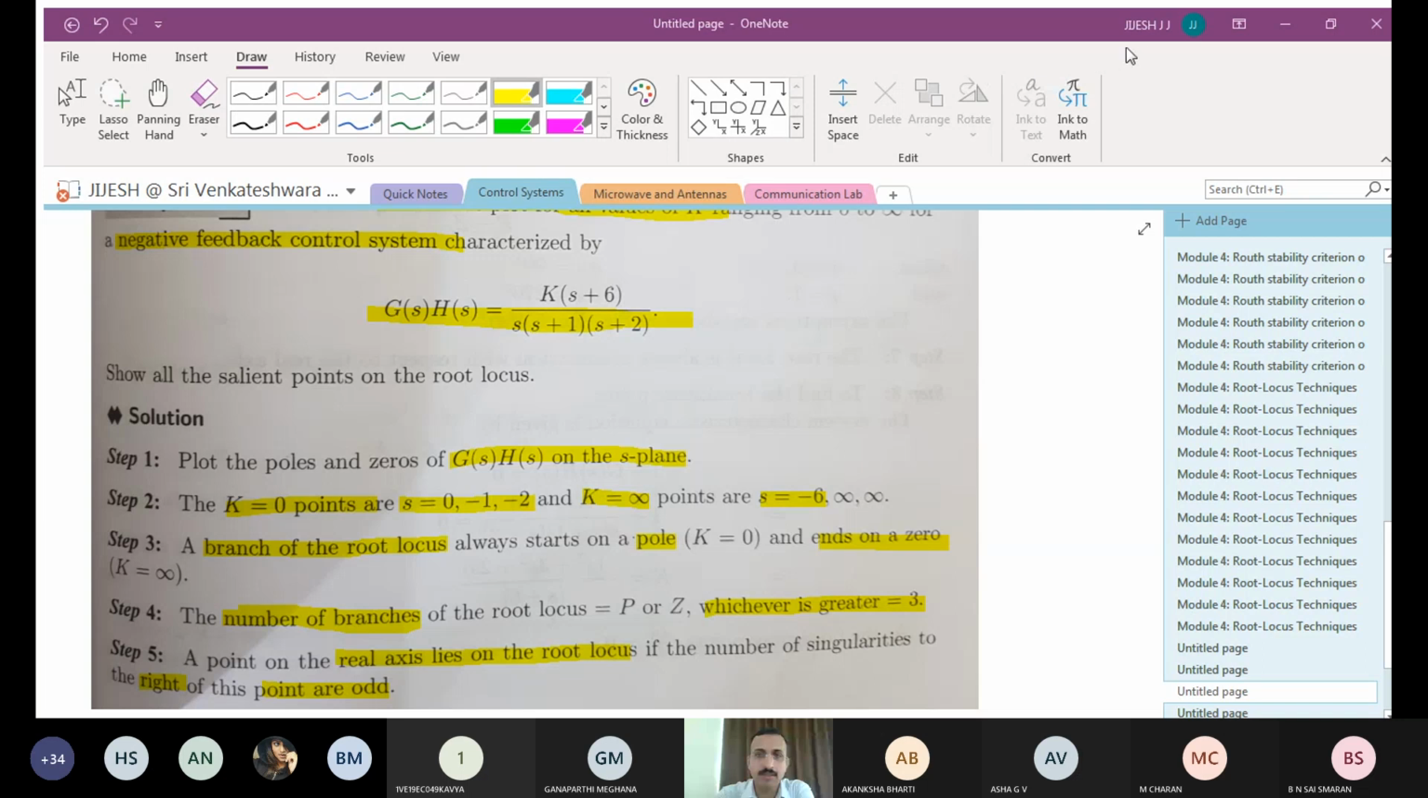Let us continue further. We have G(s)H(s) as K(s+6) divided by s(s+1)(s+2). We found the poles and the zeros. We found that the branch of the root locus should start on a pole and end on a 0, and that the number of branches is 3, because we take whichever is greater, poles or zeros. We also know that the real axis lies on the root locus if the singularities to the right of the point are odd. Those things we have already completed. Let me proceed further.